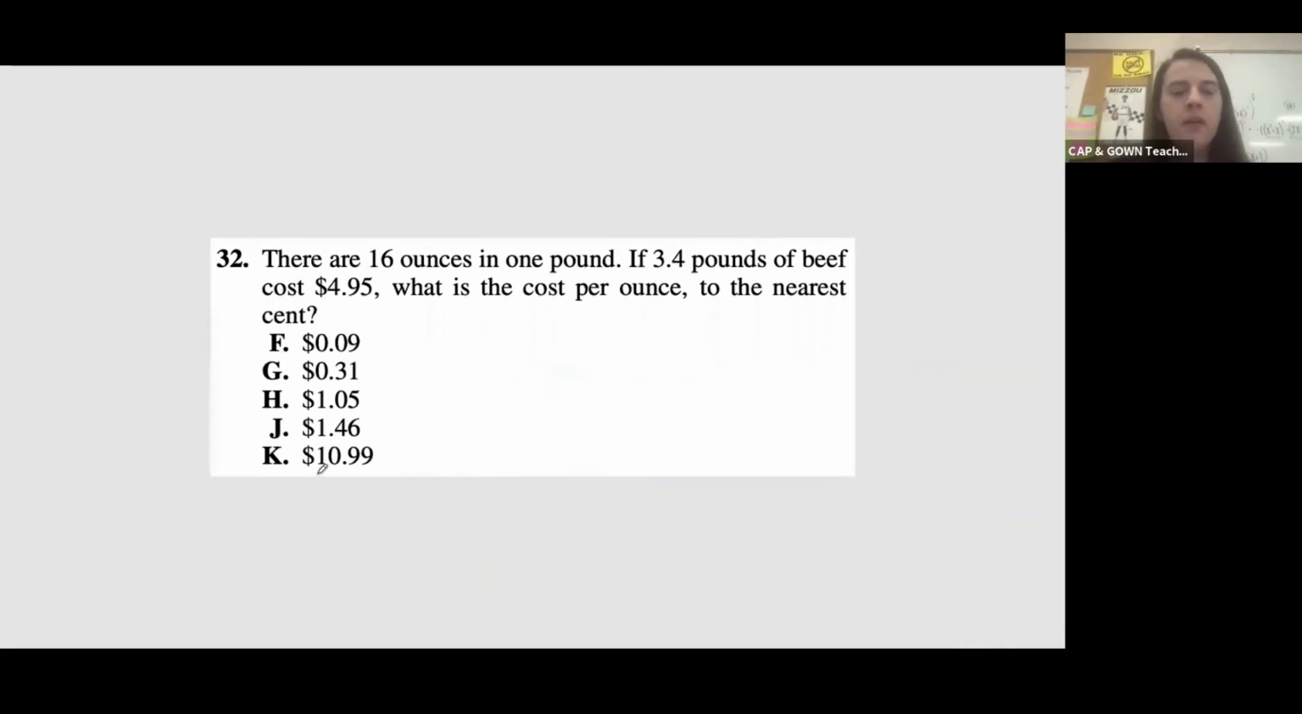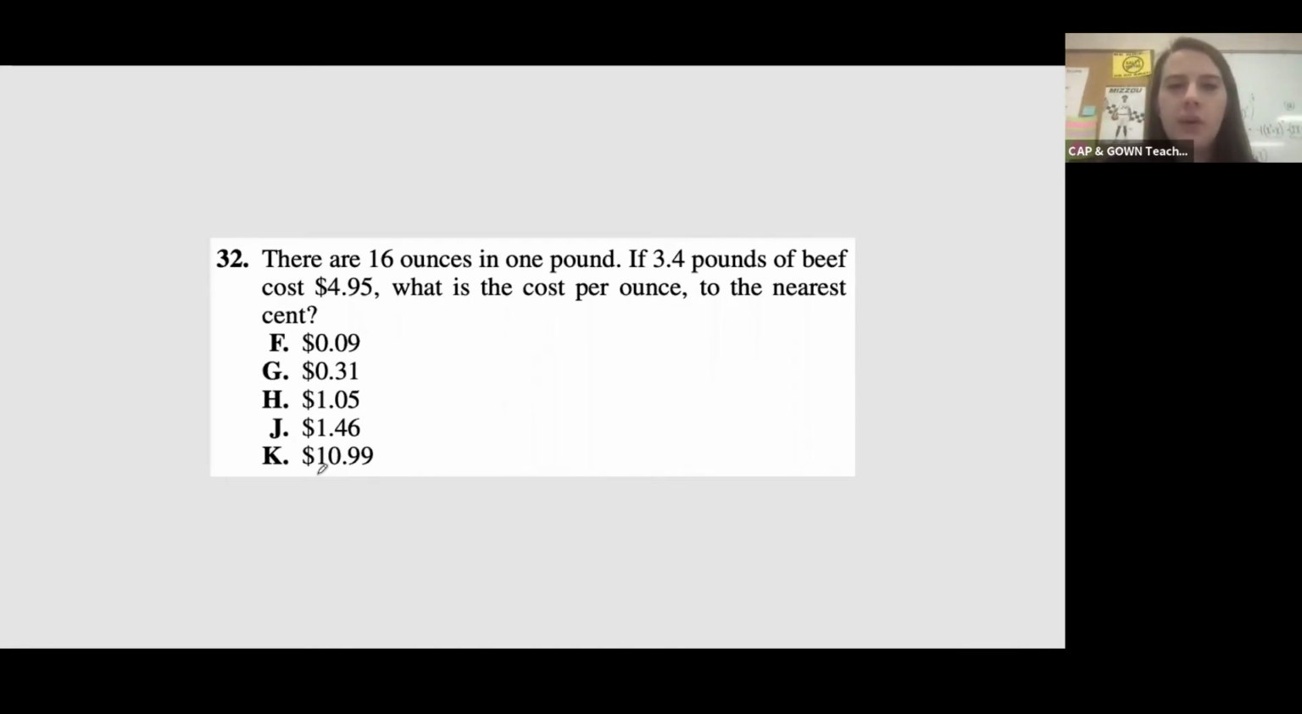Okay. There are 16 ounces in 1 pound. That was so nice of them to give it to you. I doubt this is an older test. I kind of would try to keep that one in my back pocket. Make sure you know that 16 ounces is 1 pound. If 3.4 pounds of beef costs $4.95, what is the cost per ounce to the nearest cent?